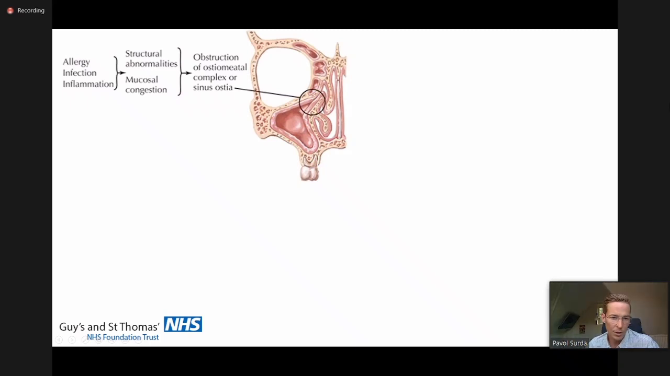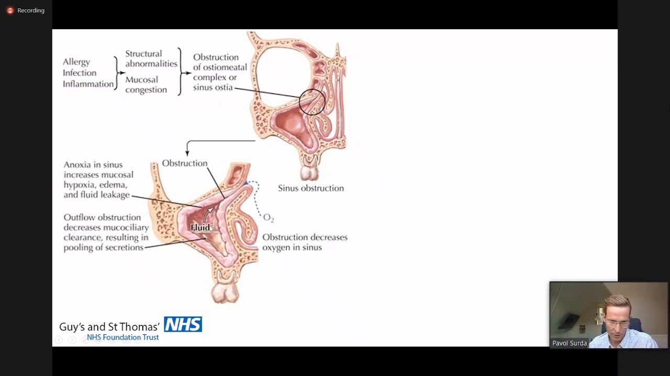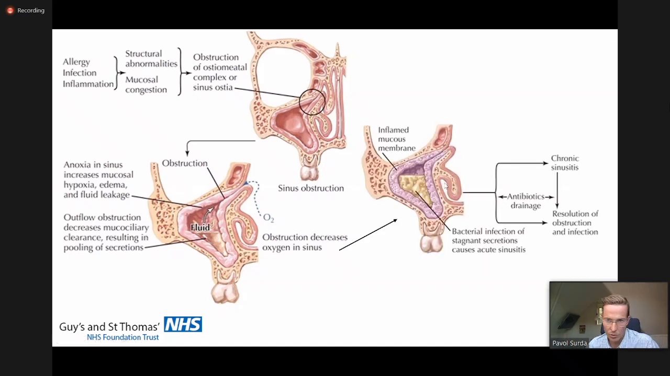The secretions at this moment are not a bacterial infection, but what happens subsequently is the reduction of the ventilation, there is a drop of oxygen, increase in nitrates, which is a perfect environment for bacterial superinfection. And so then bacteria will start to grow, and this will turn into bacterial acute rhinosinusitis.